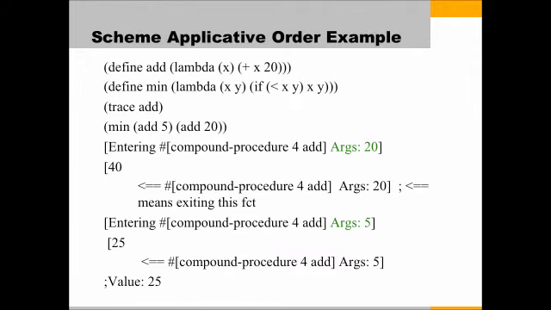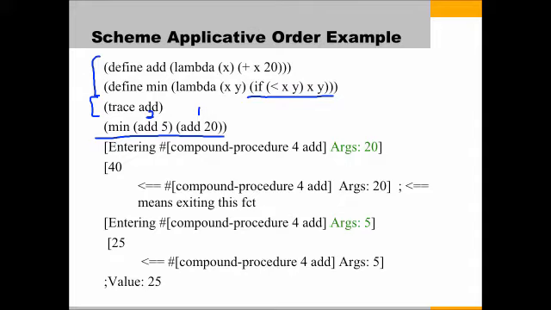To give you an example of what I mean by arguments being evaluated right to left, I've defined two functions on this screen. The add function is simply adding 20 to its argument, and the min function is simply returning the lesser of x and y. You can see I've put a trace on add, and then I'm calling min with the arguments add 5 and add 20. Since the arguments are evaluated right to left, we're going to see that add 20 is evaluated first and add 5 is evaluated second.